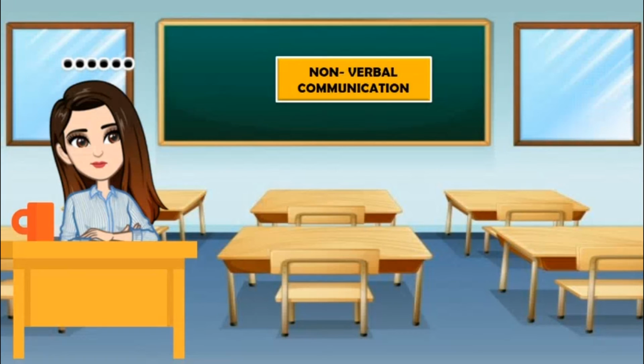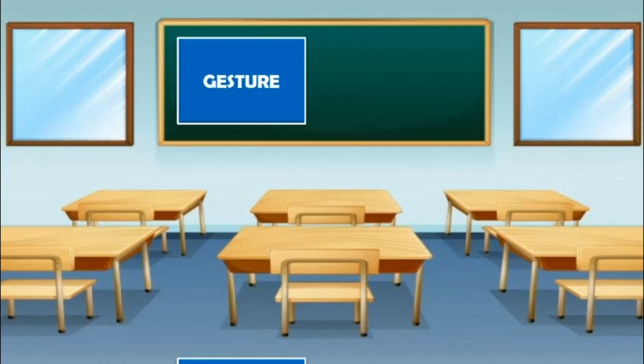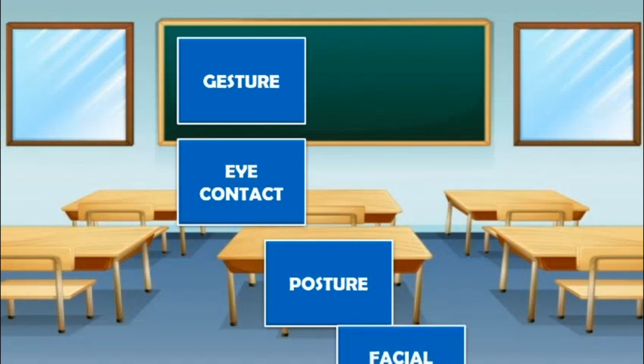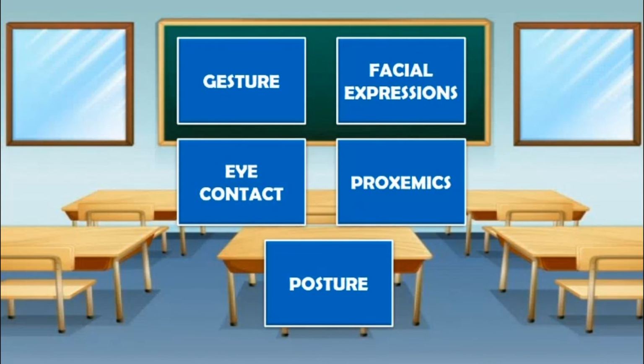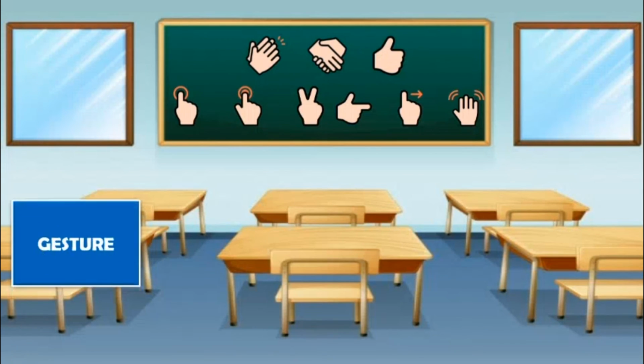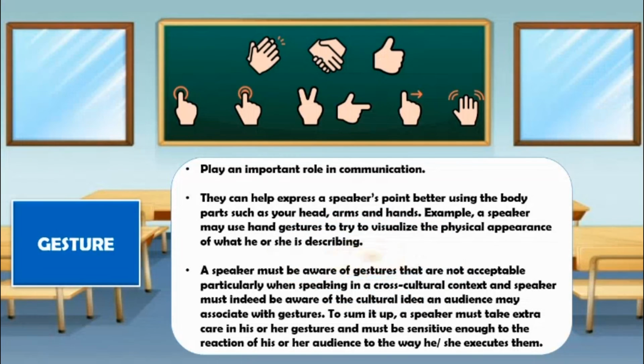We will now discuss some of the elements of nonverbal communication. Elements of nonverbal communication include gesture, eye contact, posture, facial expression, and proxemics. Gesture. Gestures play an important role in communication. They can help express a speaker's point better. For instance, when a speaker describes something as being tall, the speaker may raise his or her hand to add emphasis to what is being spoken.